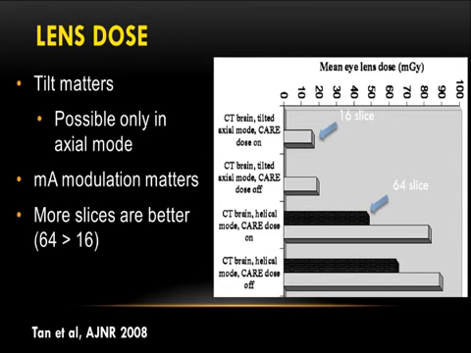Okay, sorry, not tilt the head. You can always tilt the head. You cannot tilt the gantry in a helical mode. Obviously the dose is much lower when the gantry is tilted and the lens is out of the field.